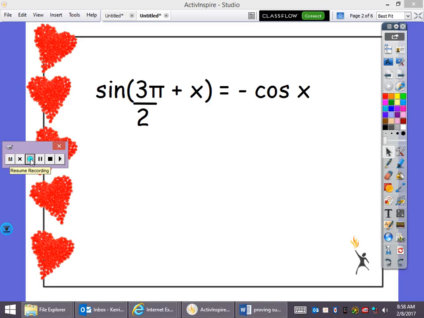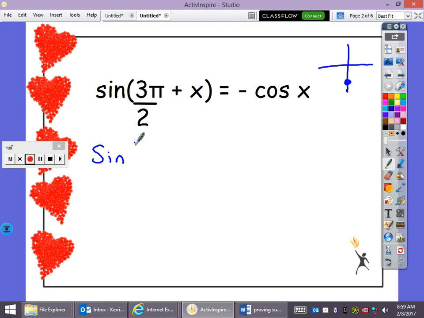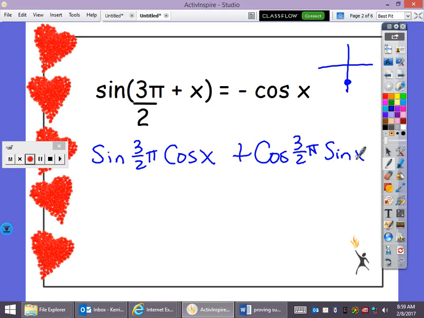Okay, so we have 3 halves pi. If you can't remember where 3 halves pi is, pi is worth 180, so 3 times 180 is 540 divided by 2 is 270. So it would be right here, okay? All right, so sine of 3 halves pi cosine x plus cosine of 3 halves pi sine x.